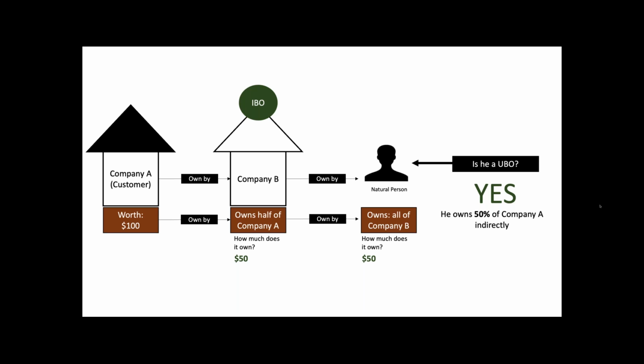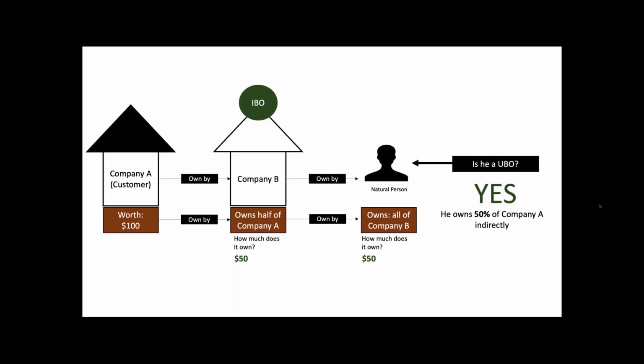It is 25 because company A is $100, and company B owns only 50% of the $100, which is $50. Then the individual is owning 50% of company A, which is 25%. No, the correct answer is on the screen. He owns all of company B, so it's 50%. I was just messing with you. It is 50% now. I agree. Does everyone agree now?